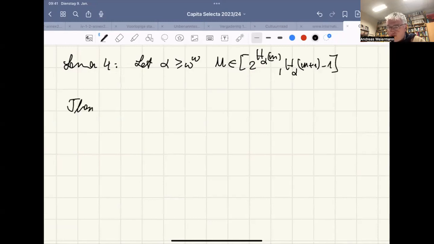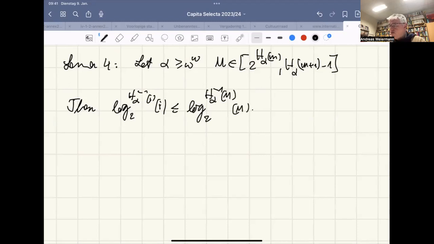Then we have that the function which shows up in the phase transitions, the specific function, is always bounded by the rightmost endpoint. And this holds for all i less than or equal to m. So for all i's not in this interval, but in the interval of points before this number.